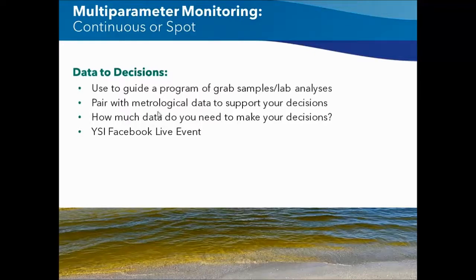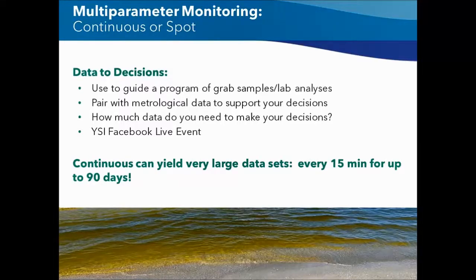We have a good Facebook Live event that I direct you to on our Facebook page where we talk about this very topic, but we talk about it in the context of deciding whether something like the ProDSS platform for spot monitoring is the right choice for you versus the continuous monitoring platform of YSI's EXO sondes. But in any case, I also want to remind you that continuous can yield a lot of data. Imagine if you're collecting samples every 15 minutes for up to 90 days, and you can do that with a platform like EXO. That's a lot of data.